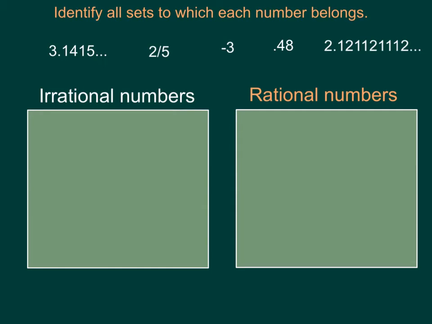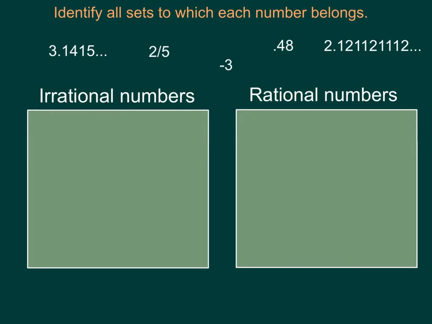Today you'll be asked to identify all sets to which each number belongs. Now, when we do that, the first thing we're going to take a look at is if the number is what we call an irrational number or a rational number. Rational numbers are any numbers that can be written as a fraction. Irrational numbers are numbers that never repeat and never end. So let's take a look at a few of these numbers and see if they're rational or irrational.